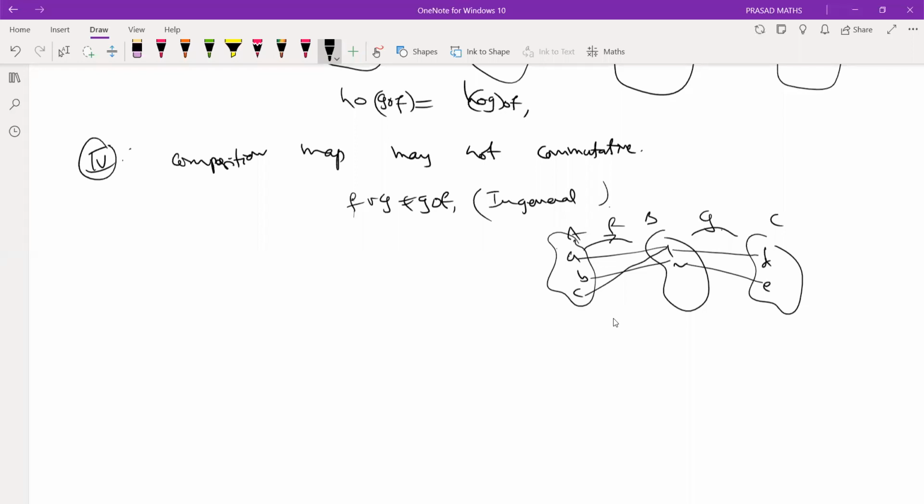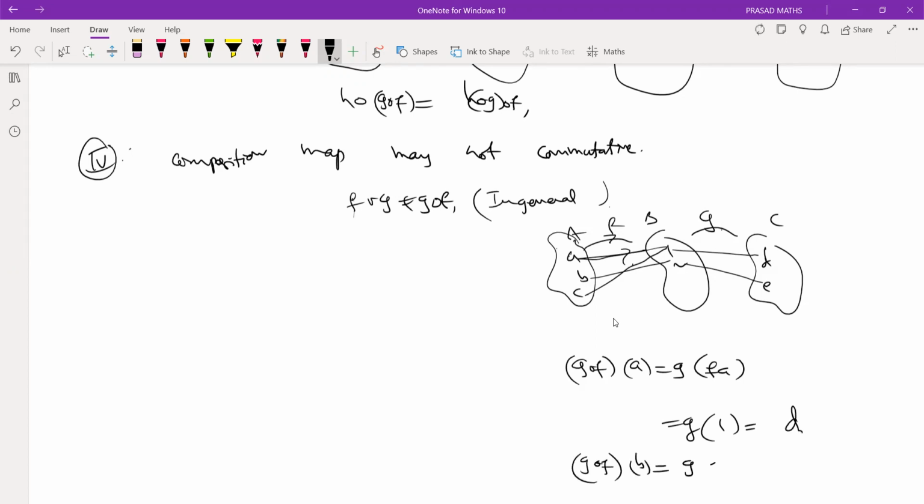Right? What is G circle F of A? That means G of F of A. I don't know whether it works or not, let us take and see. So what is F of A? F of A is nothing but 1. Therefore G of 1 is nothing but D.